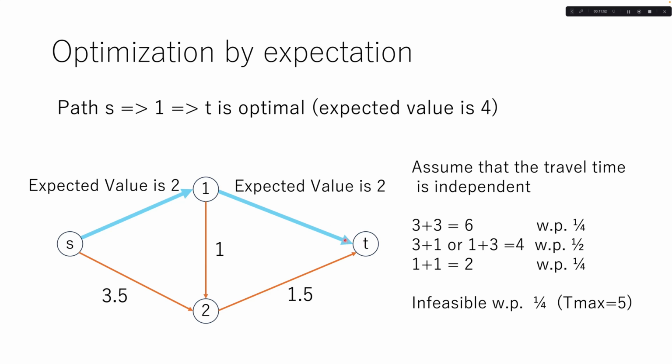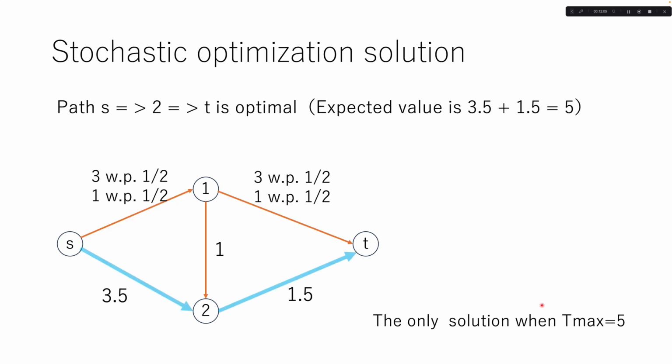However, if travel time is considered probabilistically, there is a 1/4 chance that you would be late by 1 hour. The only path that guarantees arrival within 5 hours is S2, T. This is the optimal solution in a stochastic optimization that minimizes the probability of being late, resulting in an expected travel time of 5 hours, which is 1 hour longer than the deterministic optimization.